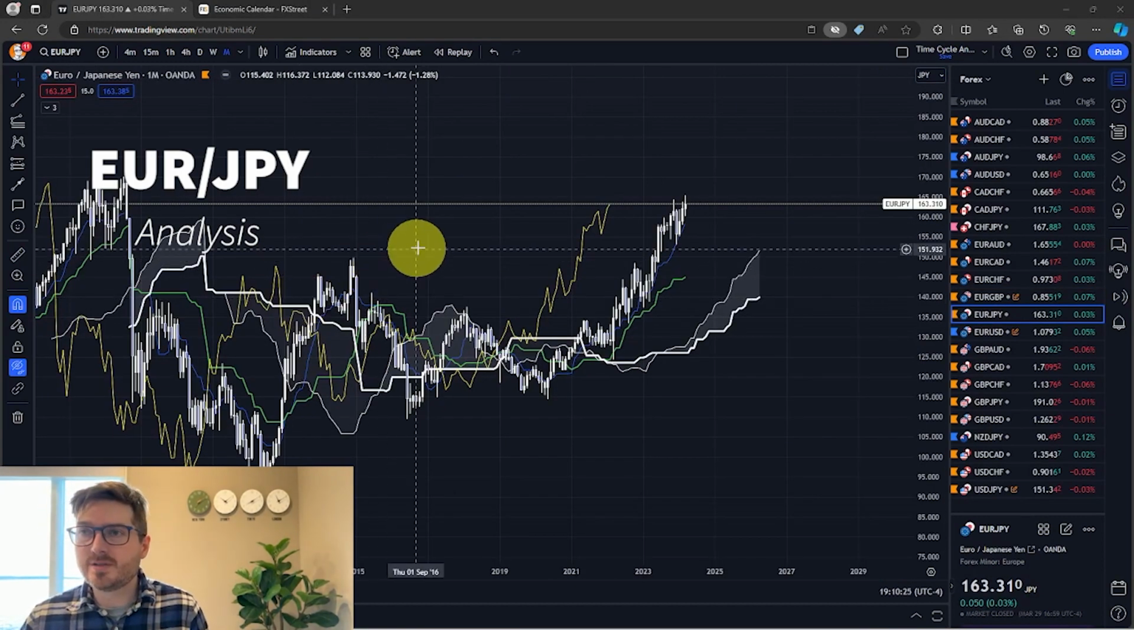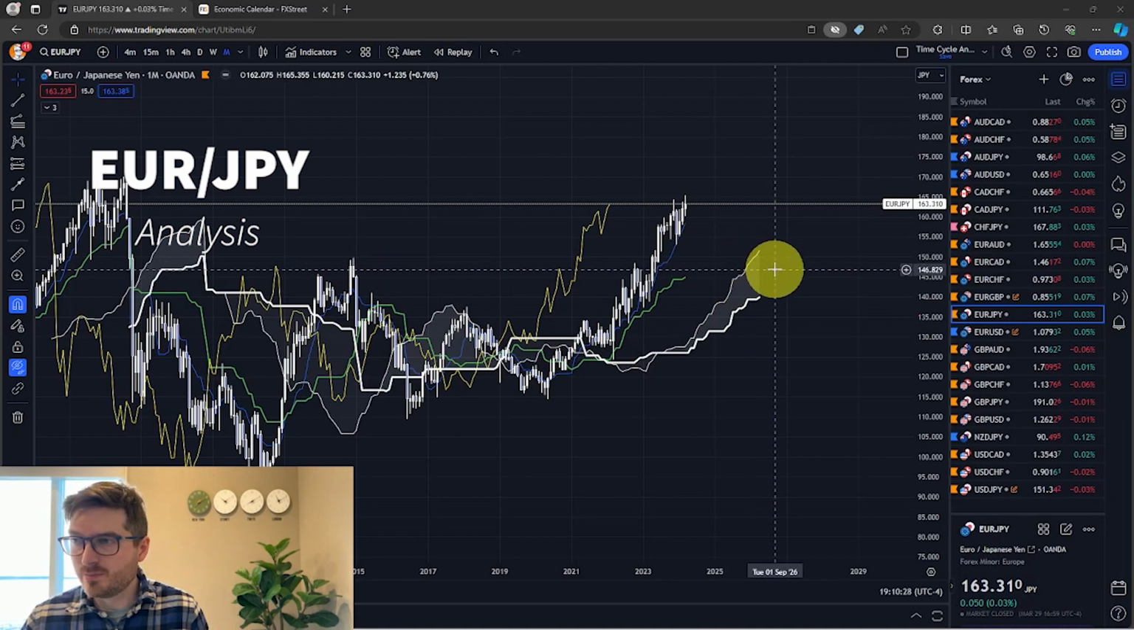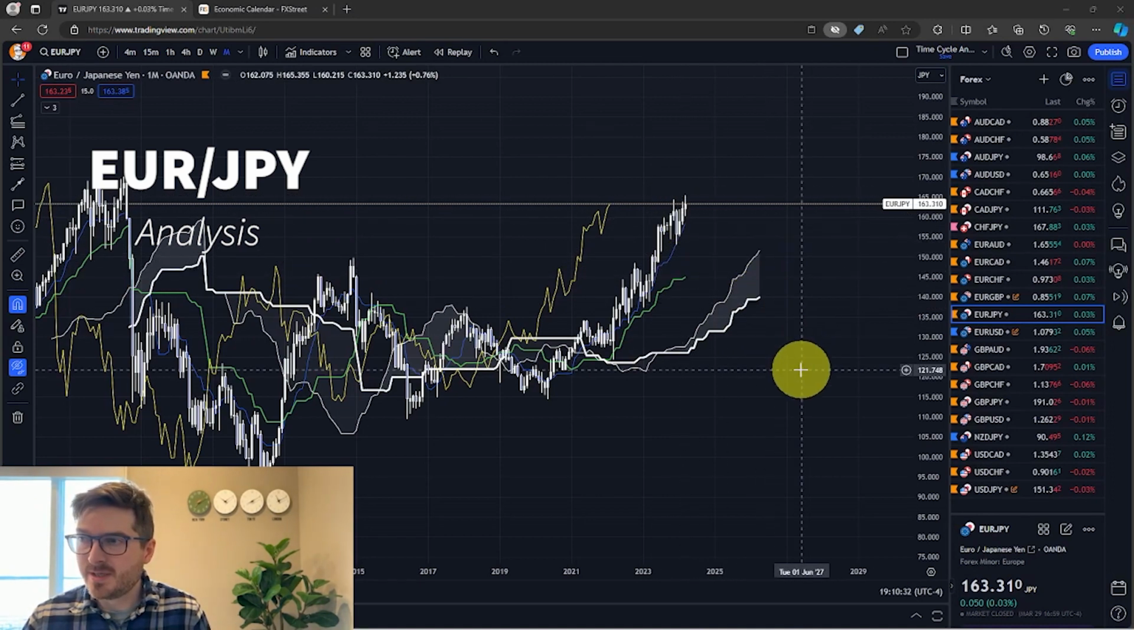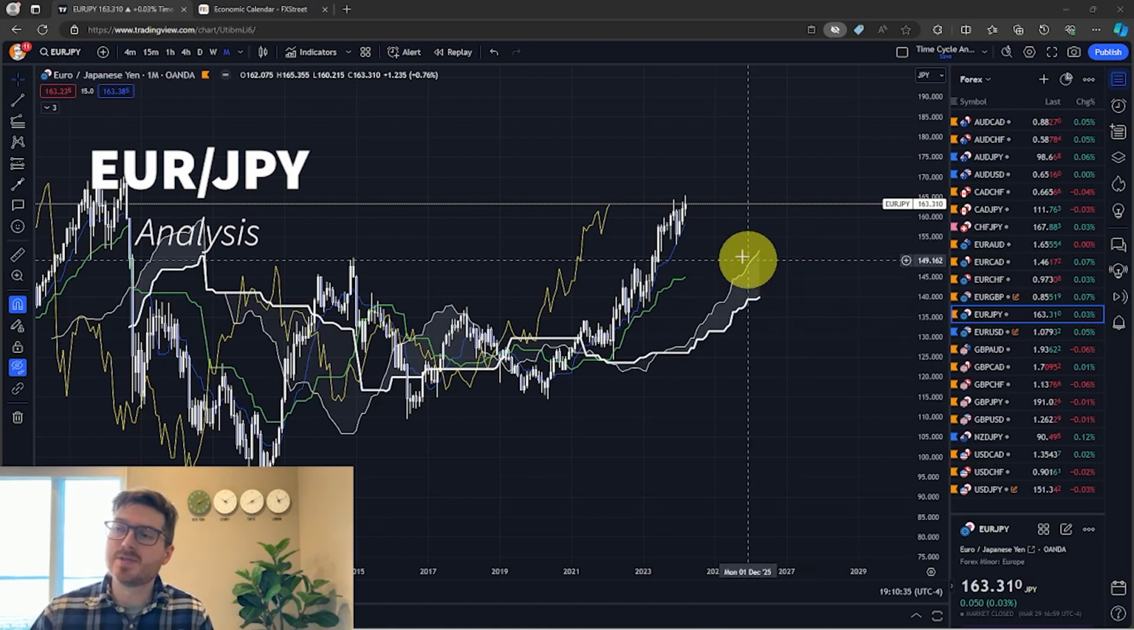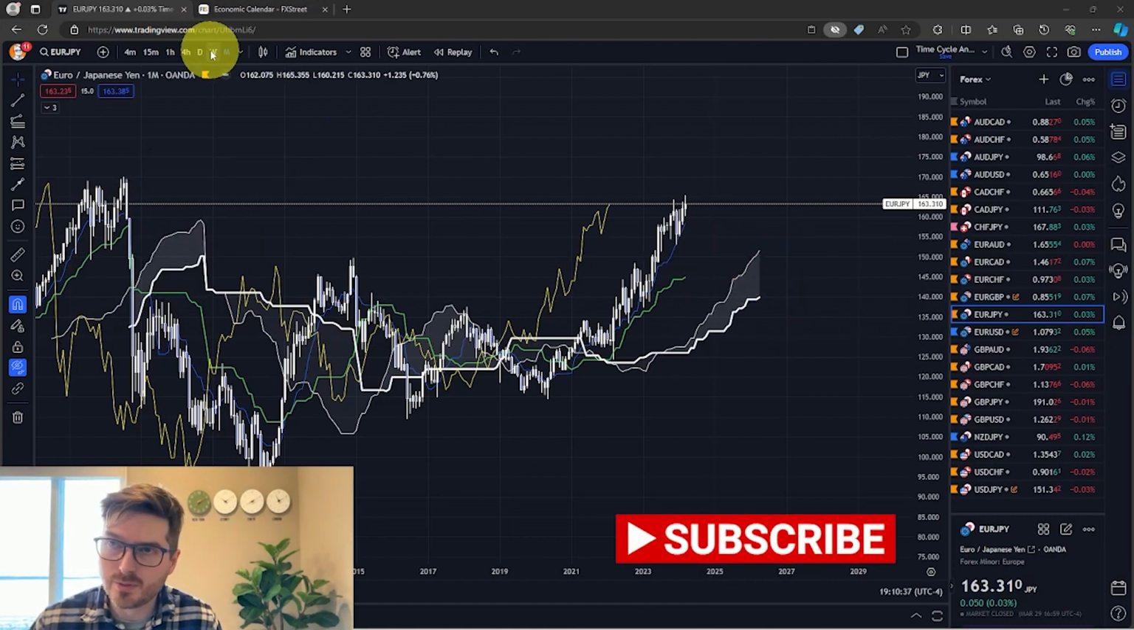Euro Japanese yen on the monthly. Overall, guys, this is a bullish trend. Price is above the Tenkan-sen, the Kijun-sen, and the Senkou span A and B. Everything's pointing up. So this is trending on the monthly chart, bullish.